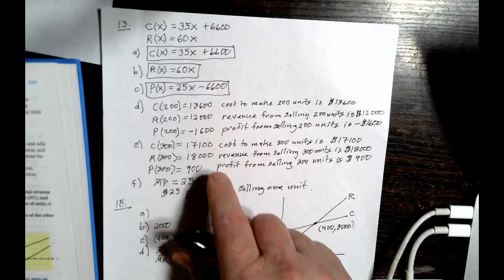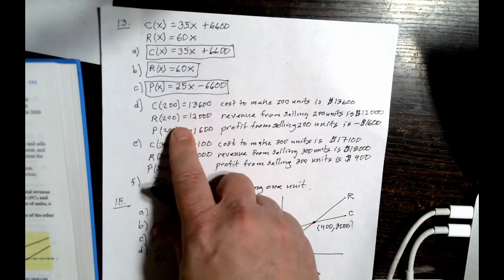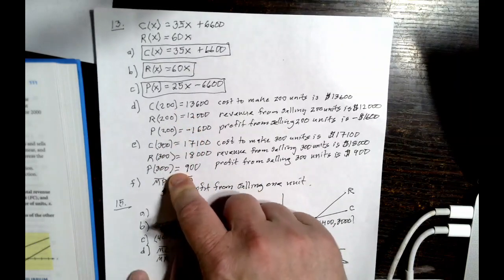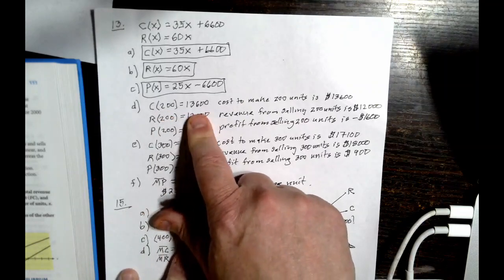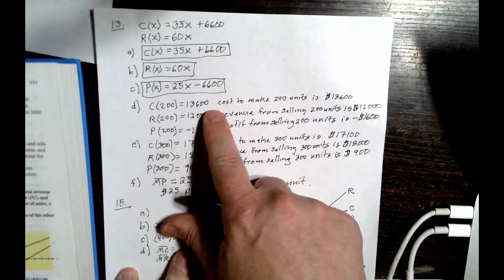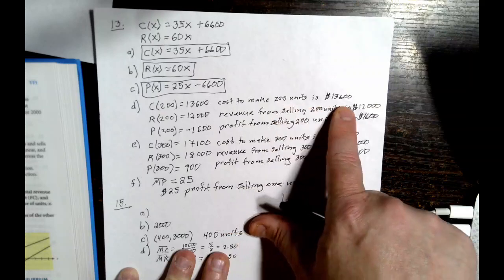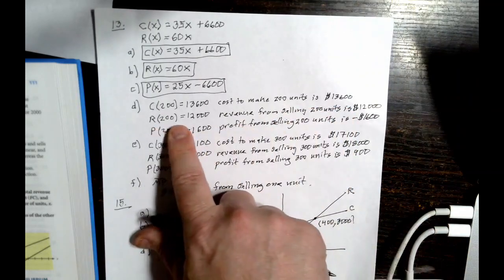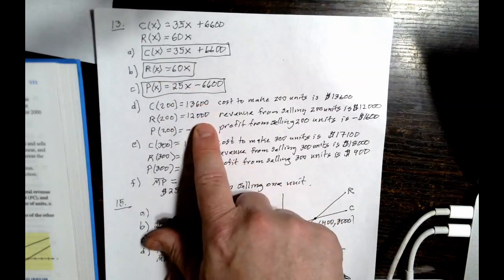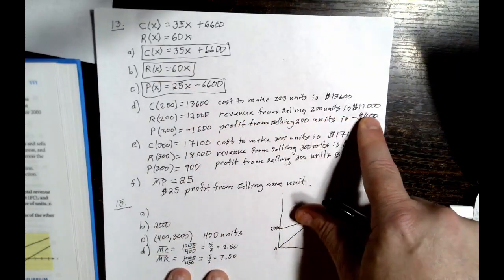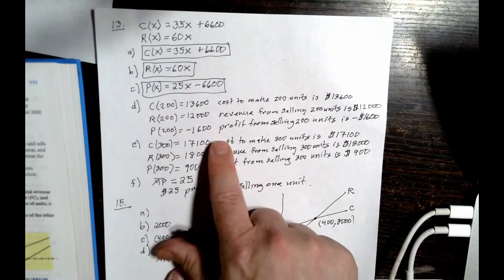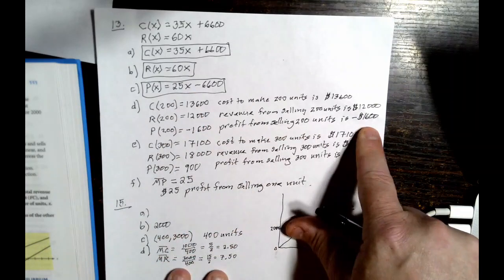Okay, now D says find C of 200, R of 200, and P of 200 and interpret it. Same thing for E is 300. So C of 200 is this number when you plug it in. And it means the cost to make 200 units is $13,600. Well, plugging in 200 into revenue, you get this. That's the revenue from selling 200 units is $12,000. Profit, you plug it in there, and you get profit from selling 200 is minus $1,600.